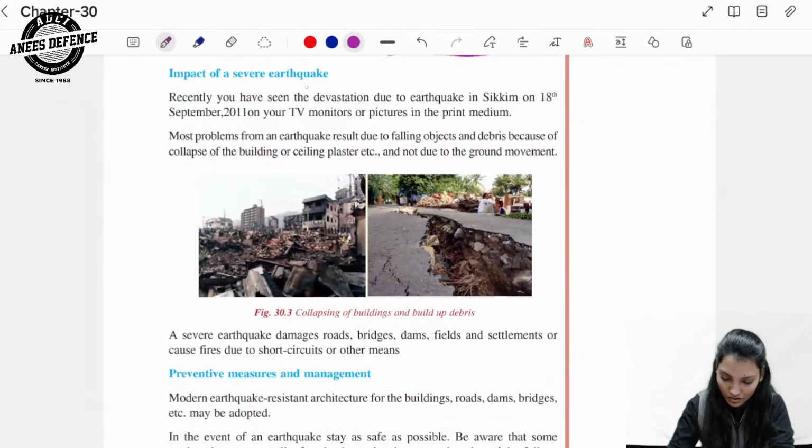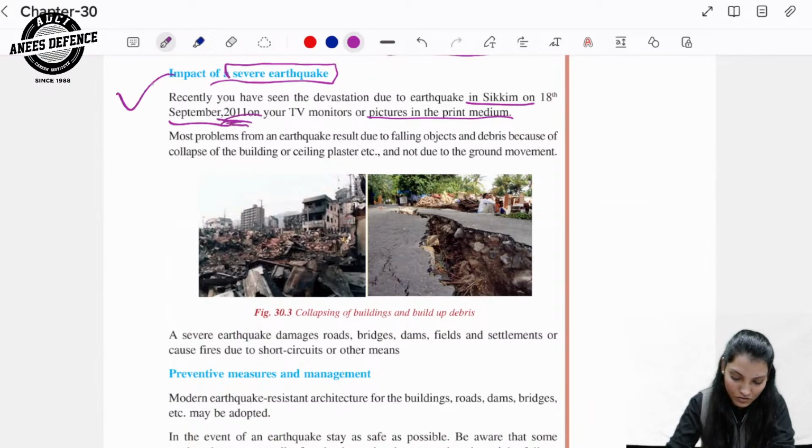Now, impact of severe earthquakes. It has given one case study, again in Sikkim on 18th September 2011, on your TV monitor or pictures in the print media. A severe kind of earthquake was there in Sikkim. In which year? In 2011. You can give the example of a severe earthquake with the help of this particular case study.